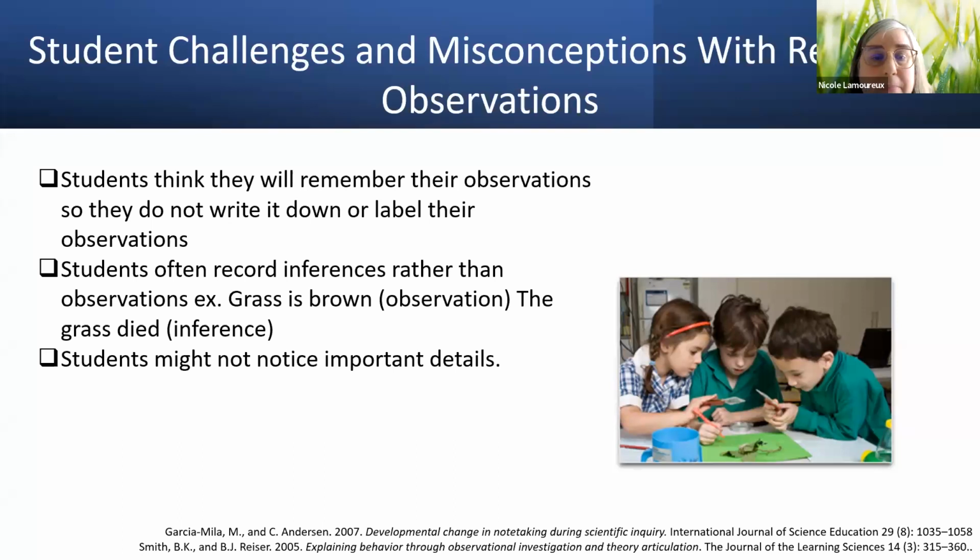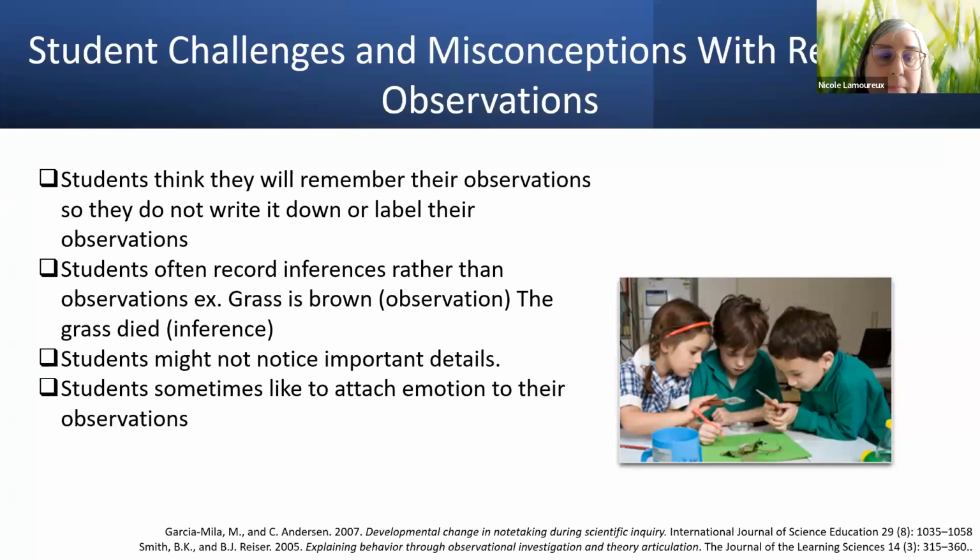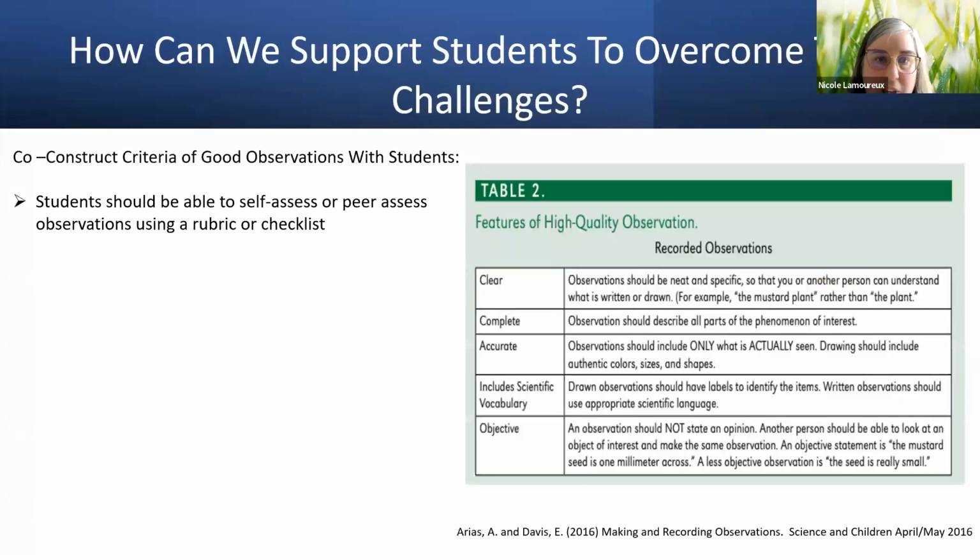Students might not notice important details. And some students sometimes like to attach emotion and draw hearts and things on their observations. What do we do to support this, and how can we kind of overcome some of these challenges? Well, when recording the observations, co-construct criteria. If a student knows the target, no matter what the grade level, they're better able to aim and hit it than if they don't know what the target is.